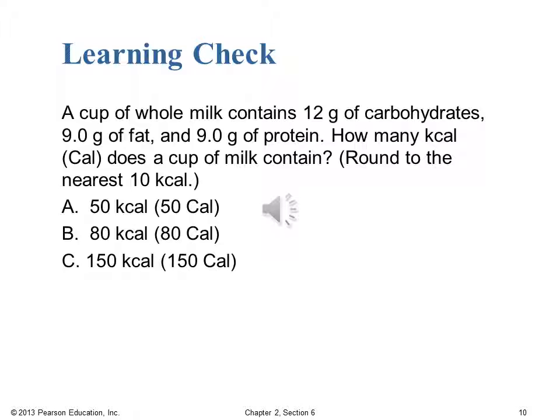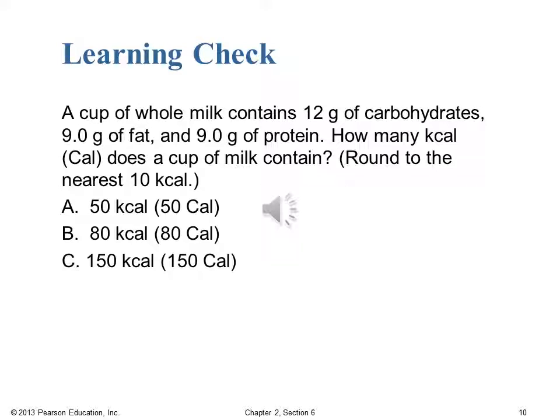We won't pay so close attention to the sig fig rules, although of course 12 grams of carbohydrate, 9.0 grams of fat, 9.0 grams of protein, we should end up with 2 sig figs in the end, but let's just go ahead and round to the nearest 10 kcals to see if the answer choice A, 50 kcals, or 50 capital C food calories, B, 80 kcals, or C, 150 kcals is the correct answer. So if you haven't already solved this, pause the video here and then start it back up, and we'll see how you did.